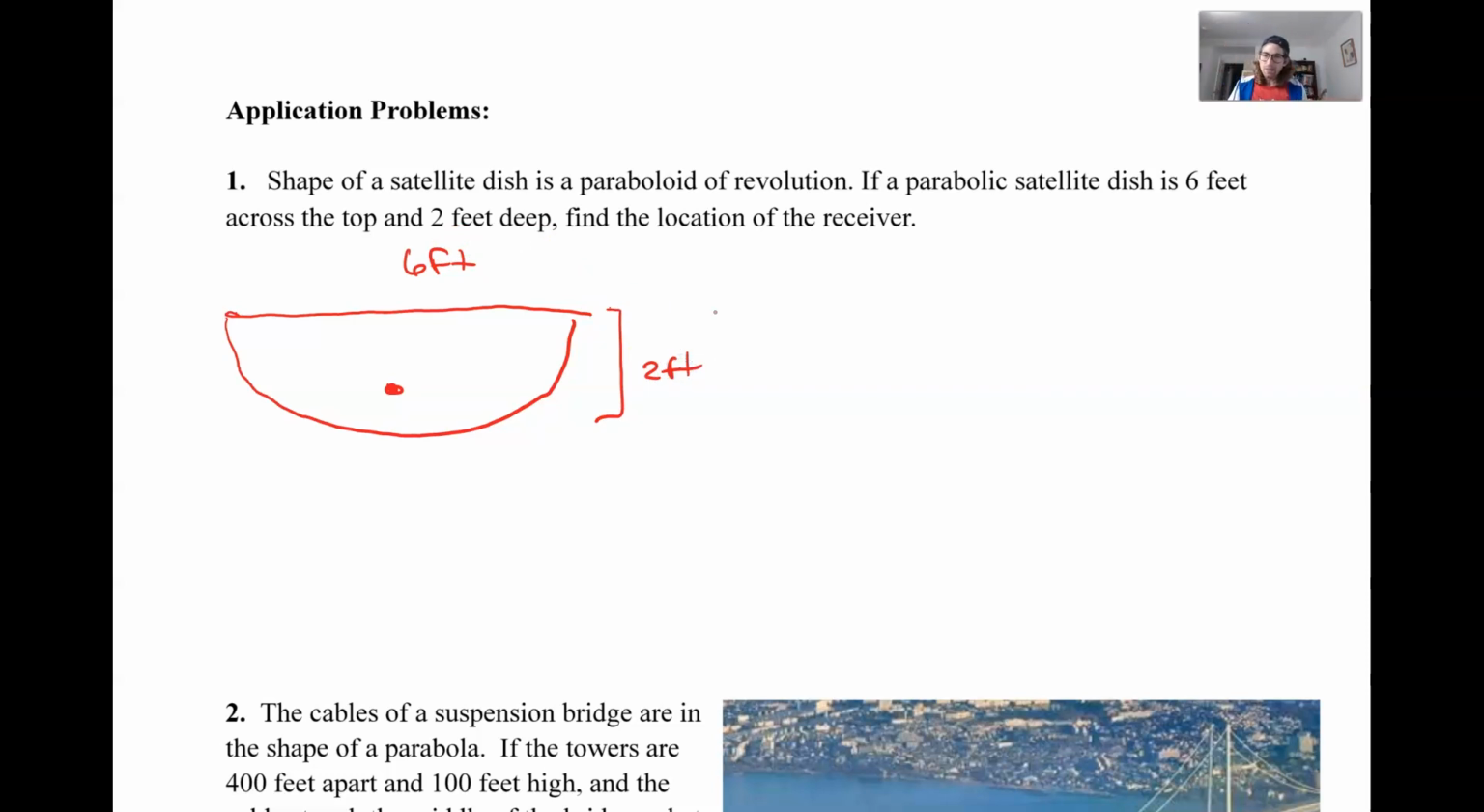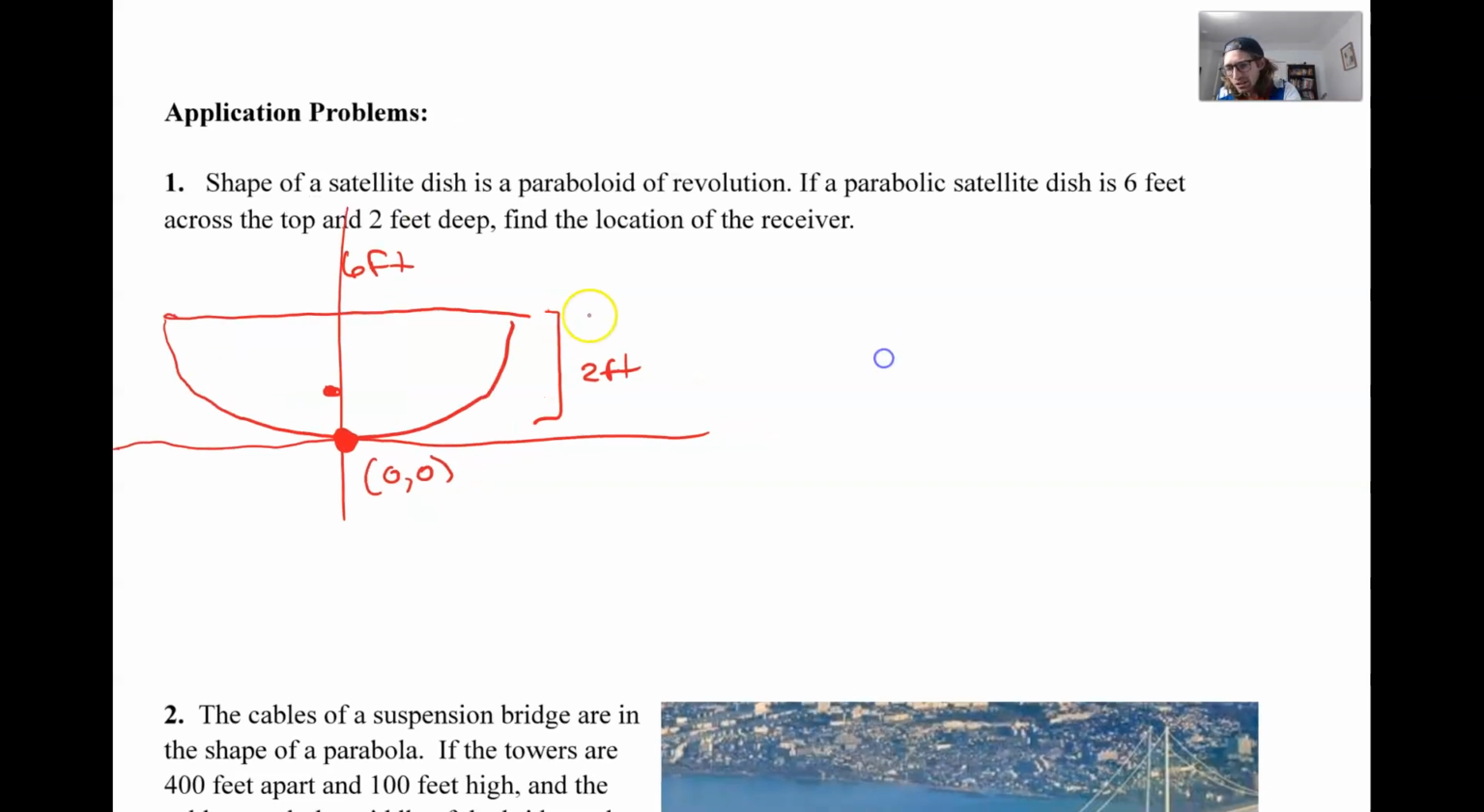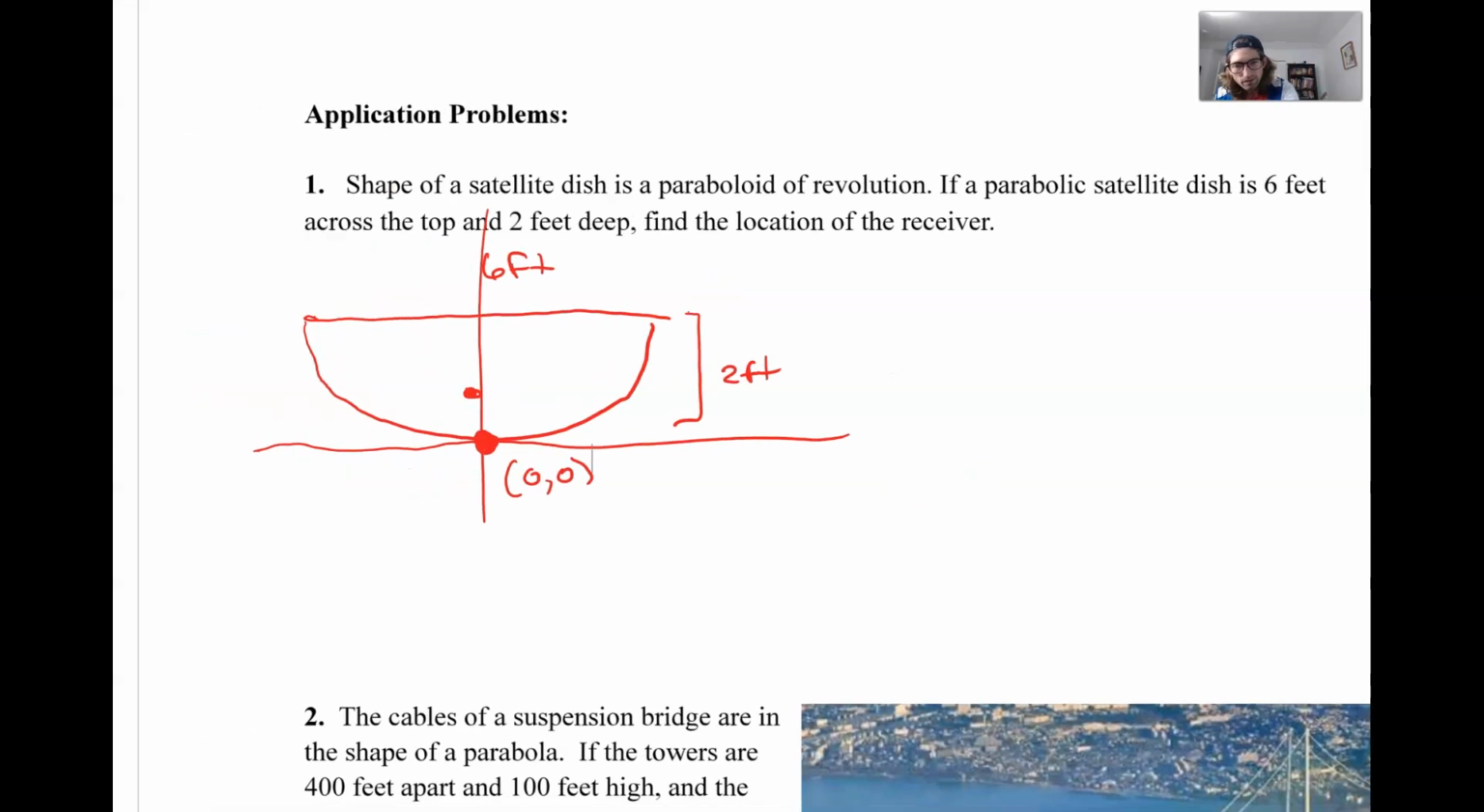We're actually going to put this on the axes. And we're going to make the vertex of our parabola 0, 0. You can make it whatever you want, but I recommend 0, 0. That's going to make your life easier. Why does that make our life easy? Because now we have this parabola, we know its vertex, and we actually know 2 more points on this parabola.